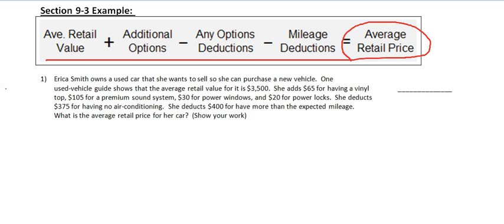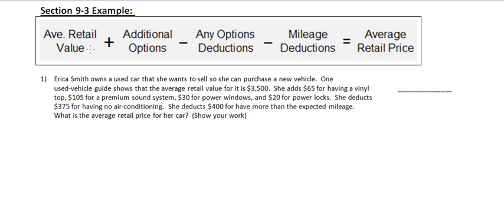Now, below we have an example with Erica Smith. She owns a used car and she wants to sell it so that she can buy a new vehicle. One used vehicle guide shows that her average retail value for it is $3,500. Looking at that guide, she learned some more information. She can add $65 for a vinyl top, $105 for a premium sound system, $30 for power windows, and $20 for power locks. She gets to add all that money to the value of her car. That means her car is going to be worth more than $3,500.